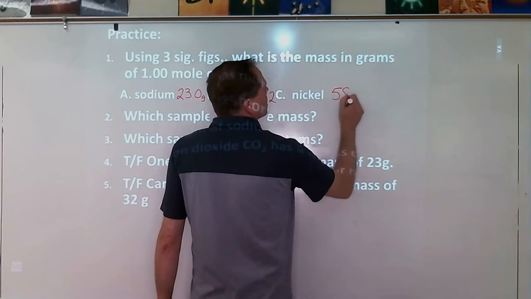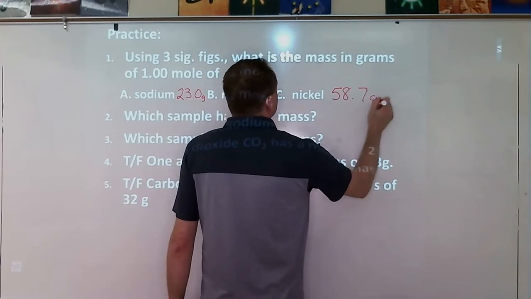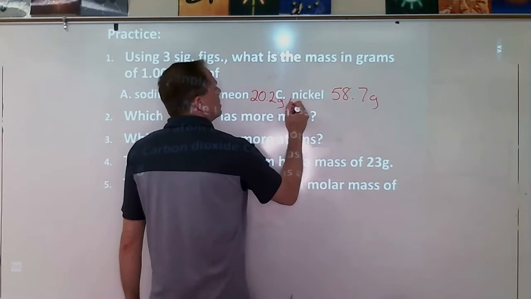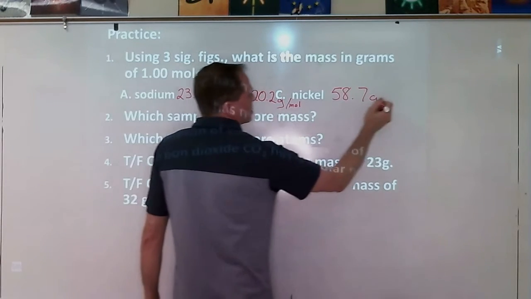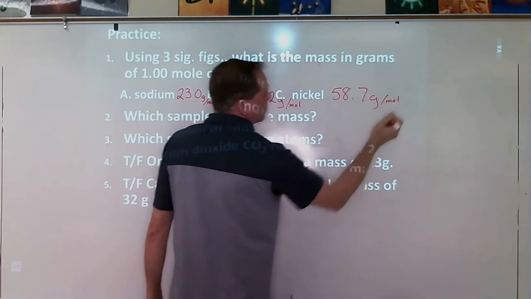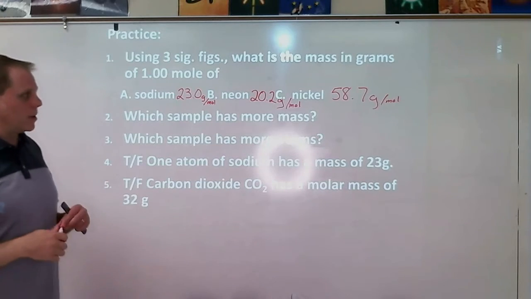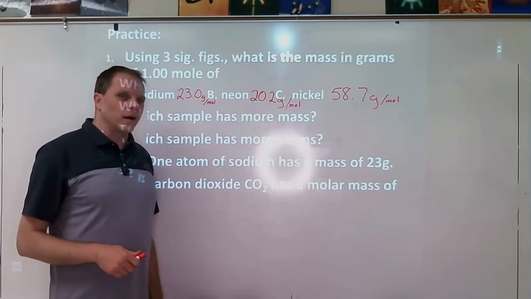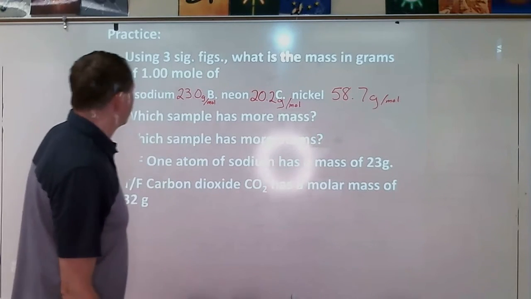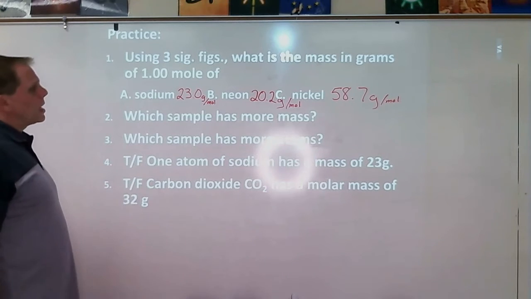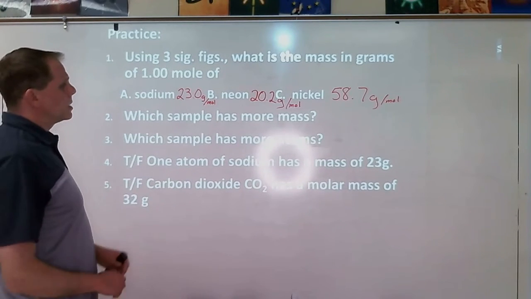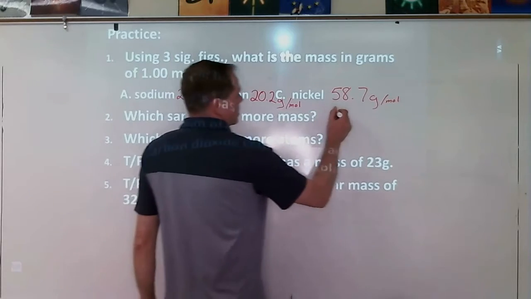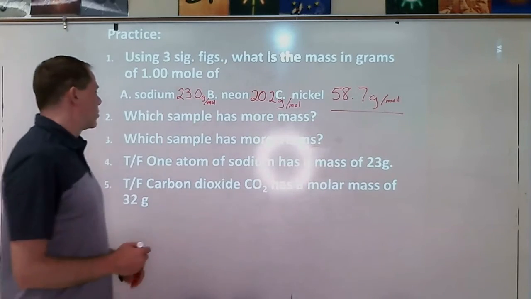Again, different periodic tables are going to have different numbers sometimes. And so if your number's a little different, you might have looked at a slightly different periodic table than I did. But they're not going to be off by much. They'll be off, maybe by the hundredths, but probably not by the tenths. Which of these samples has more mass? Okay, we had 1 mole of each of those. Which one has more mass? Well, look at this. That's pretty easy. Nickel, right? Nickel has more mass.